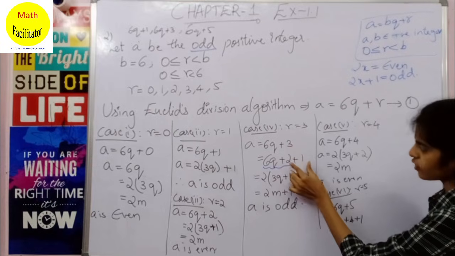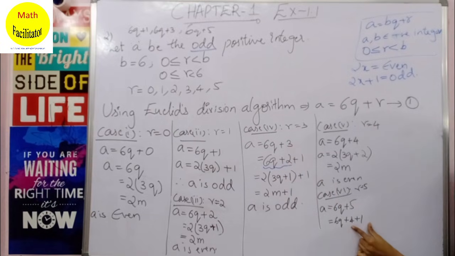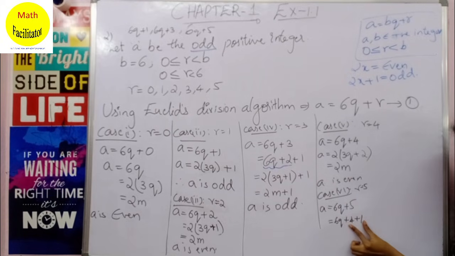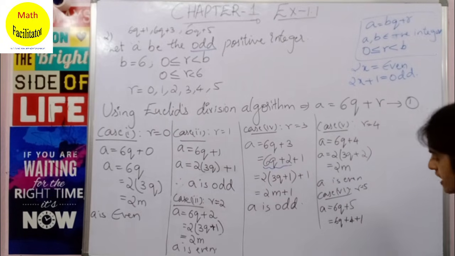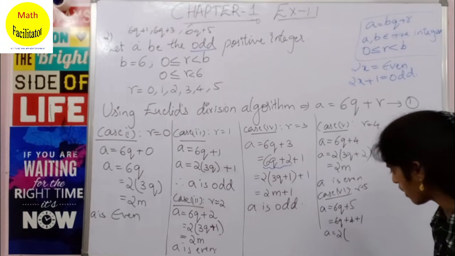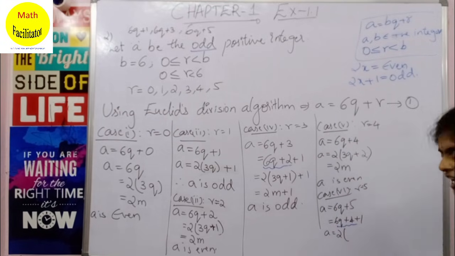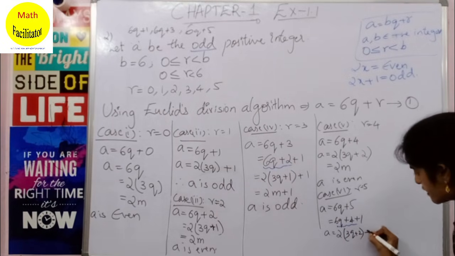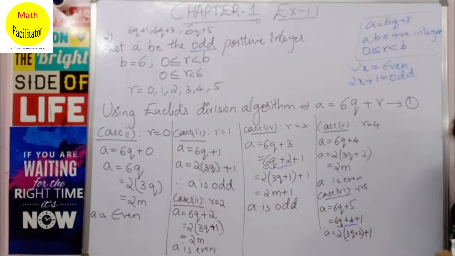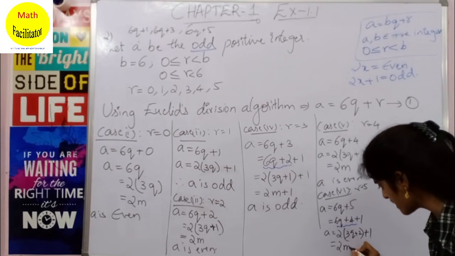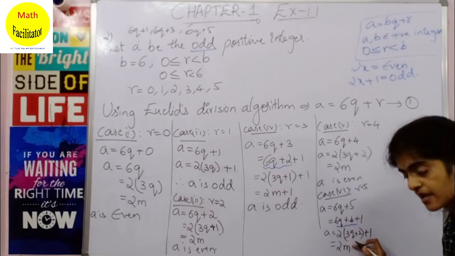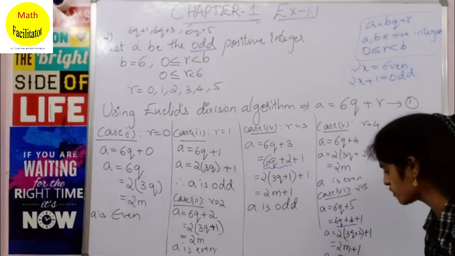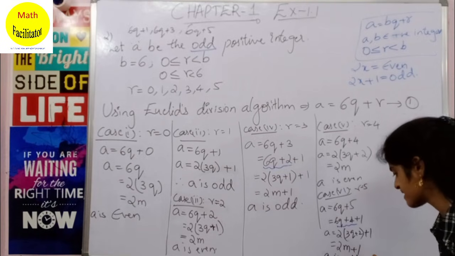Since I cannot take 2 common from this, I wrote it as 2 plus 1. Here also I cannot take 2 common, so I wrote it as 4 plus 1 because I want it in this form. Okay, so a is equal to, now if you take 2 common from these two terms, you will get 3q plus 2, similar one, and you have plus 1 here, so writing it down. Okay, so it is of the form 2 into something, this something I am taking as m, so 2m plus 1. Now this 2m plus 1 is nothing but odd, so a is odd in this case.